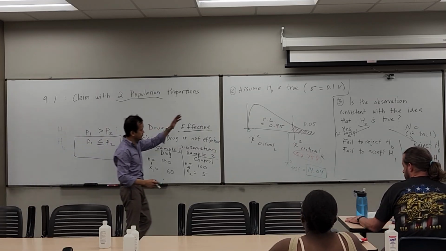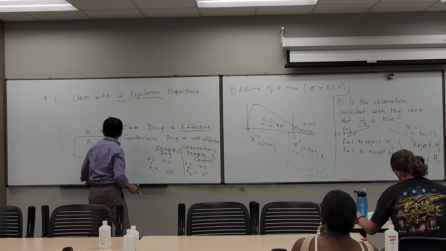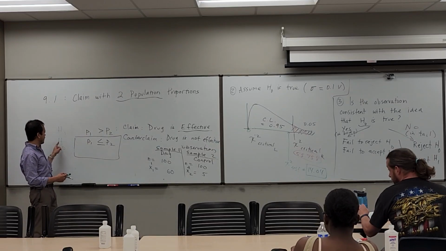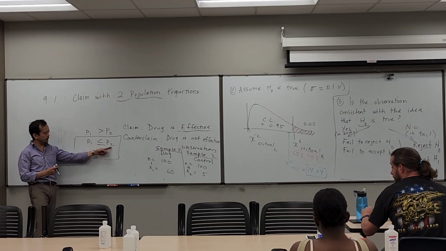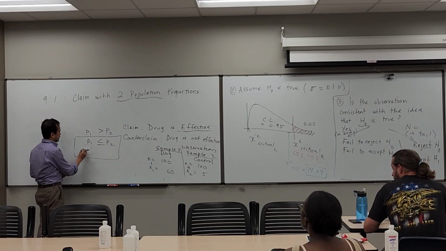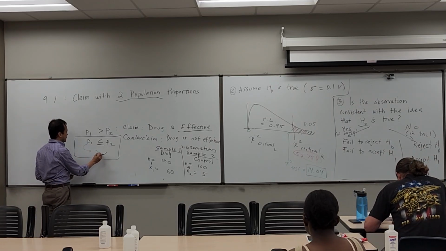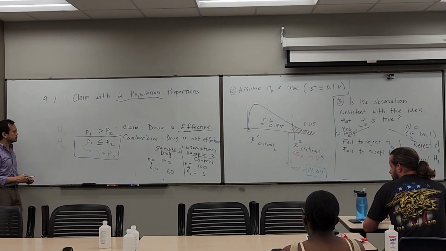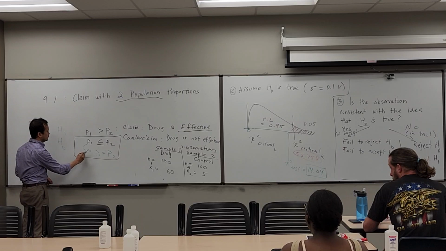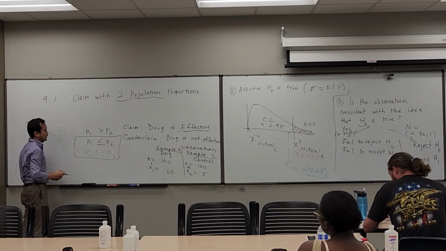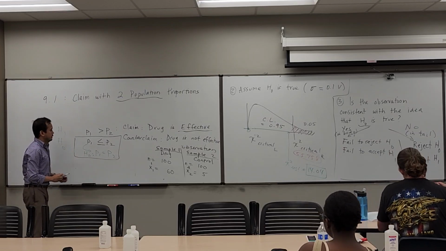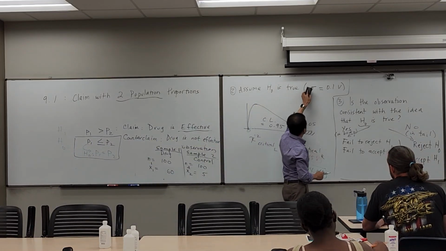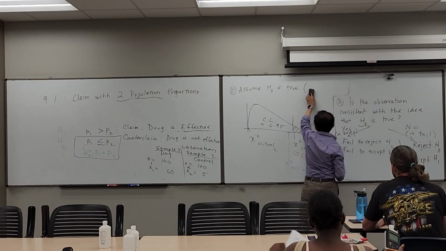Step 2 is assume that H0 is true. And we're going to assume that P1 really does equal P2. Remember, in the null hypothesis, we're going to strip everything away except for the equal sign. So null hypothesis becomes P1 equals P2. So in step 2, we assume that H0 is true, which means that we assume P1 equals P2.